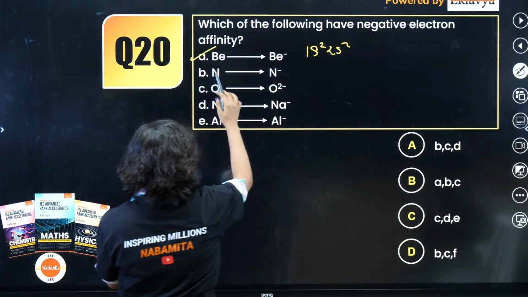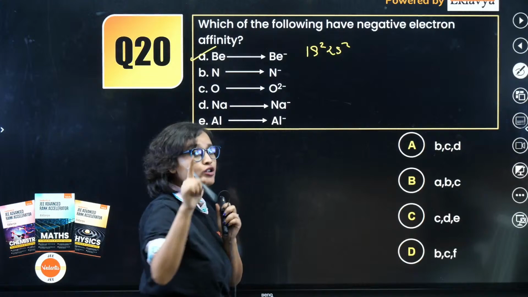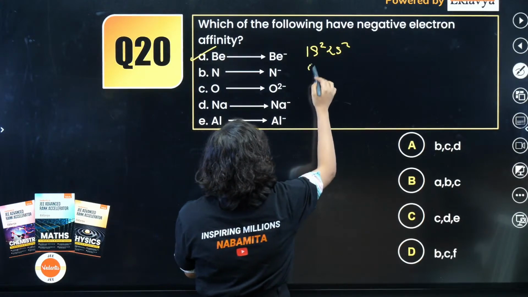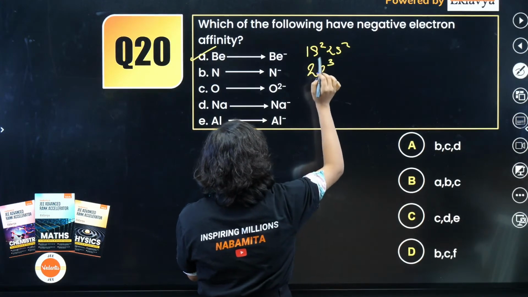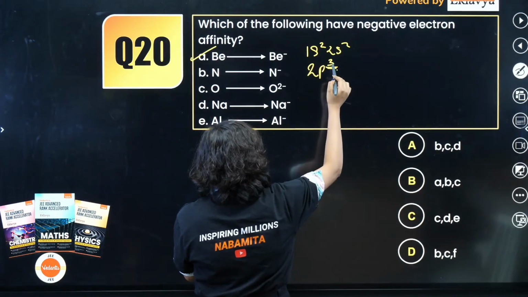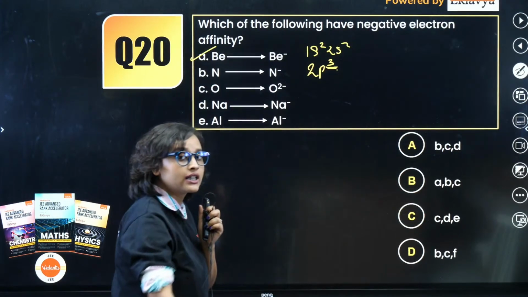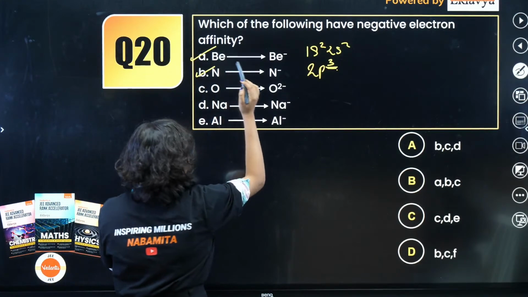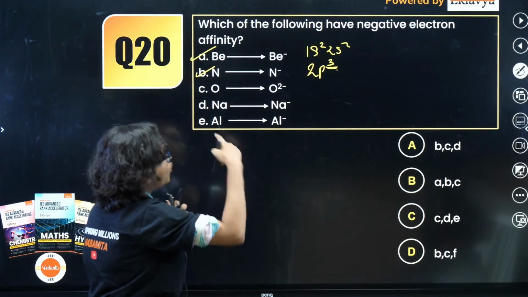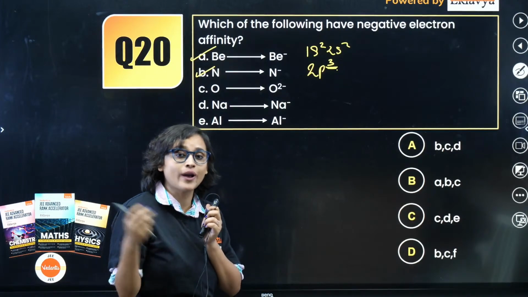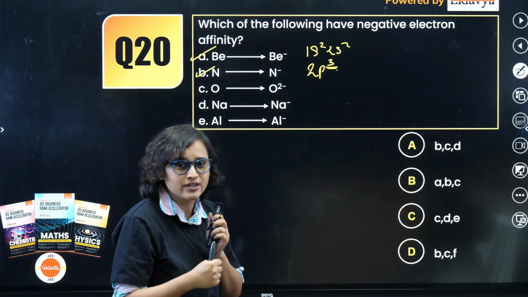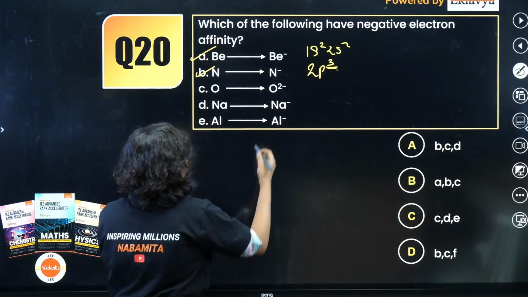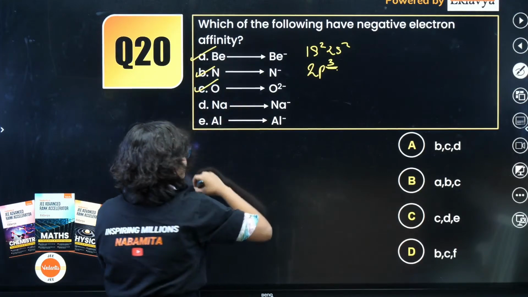Then you have nitrogen to N minus. Now nitrogen has 2p3. This is half fill stability. Would it want to accept another electron and disturb the stability? Not at all. So once again, this can be the answer. Oxygen to O2 minus. Now for oxygen, whenever you are trying to push 2 electrons, it is going to be difficult, isn't it? Hence, this should also be the answer.